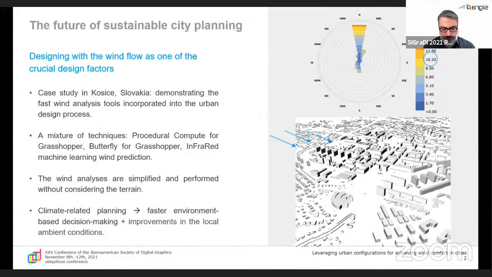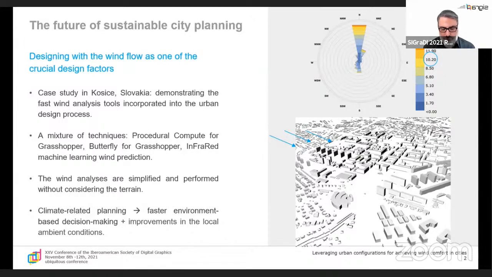A zone sized 2.5 by 2.5 kilometers was selected to demonstrate the existing wind situation at this larger urban scale. As can be seen on the wind rose, northerly winds prevail in Košice. Therefore, this wind direction is used in the CFD simulations. The terrain is not considered in the simulations because the Infrared tool has not yet been trained to work with the terrain morphology.